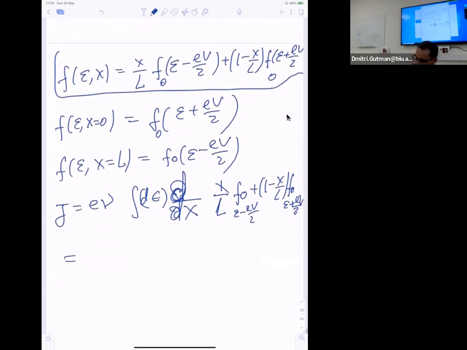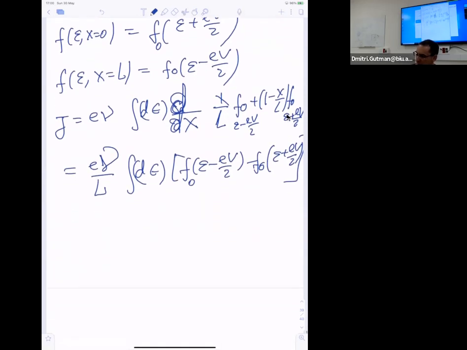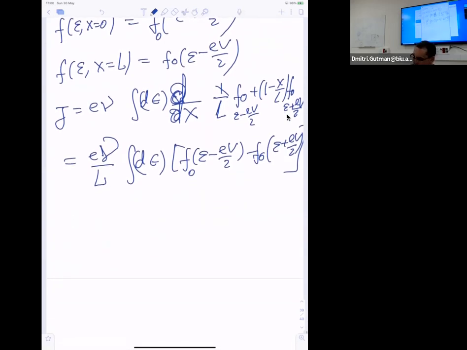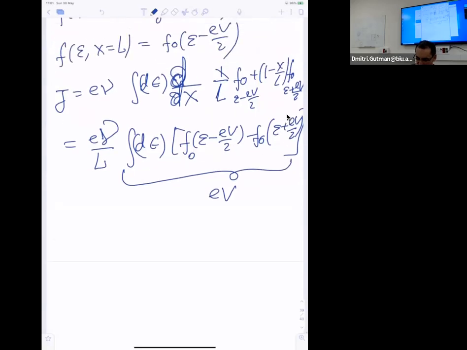So this yields e nu divided by L, integral over d epsilon, f of epsilon minus eV over 2, equilibrium, minus f of epsilon plus eV over 2. This is a Fermi-Dirac function. So this integral yields eV. And therefore we defined a fundamental equation.